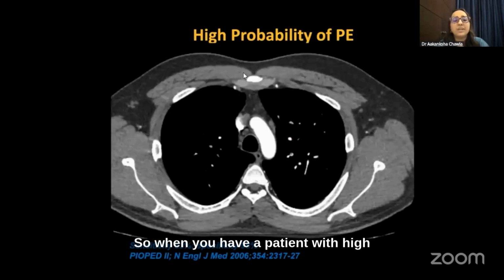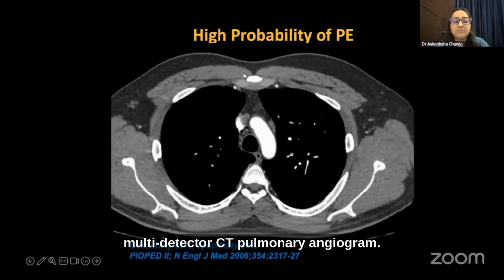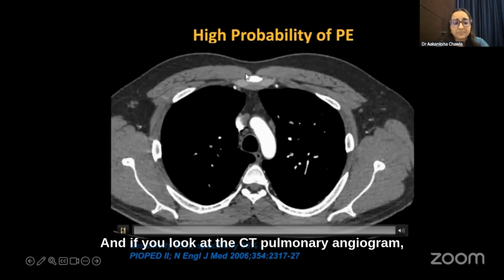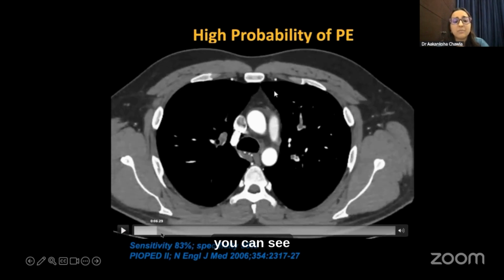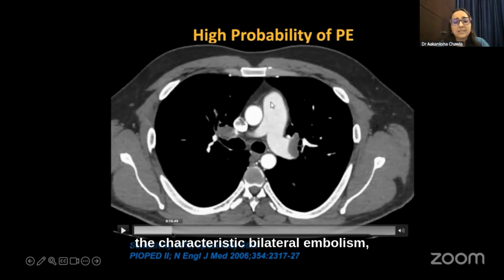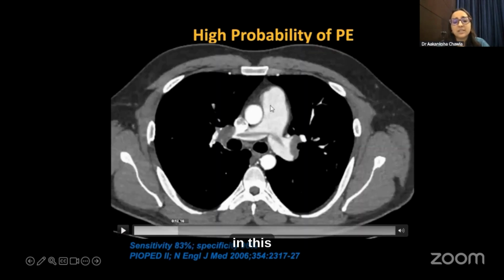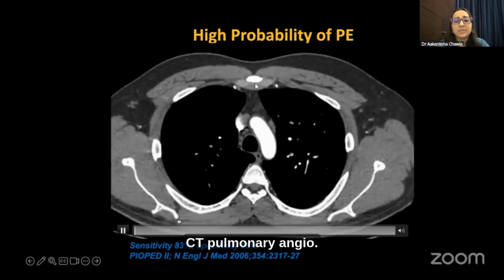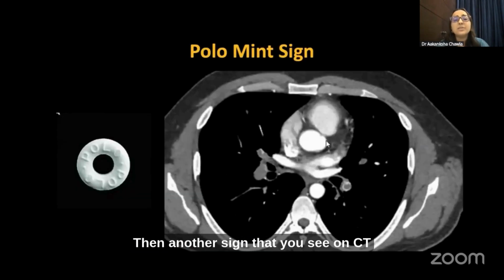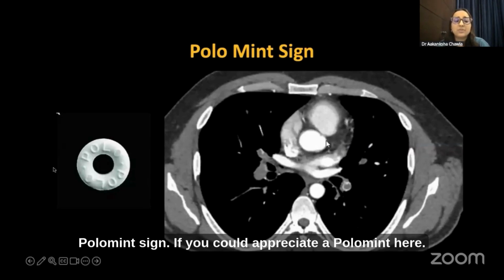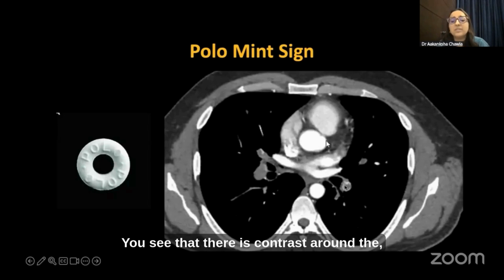So when you have a patient with high probability of pulmonary embolism, the gold standard for investigation remains your CT, multi-detector CT pulmonary angiogram. And if you look at the CT pulmonary angiogram, you can see the characteristic bilateral embolus, a characteristic saddle-shaped embolus in this CT pulmonary angio. Then another sign that you see on CT pulmonary angio is your polo mint sign. If you could appreciate a polo mint here, you see that there is contrast around the embolus.